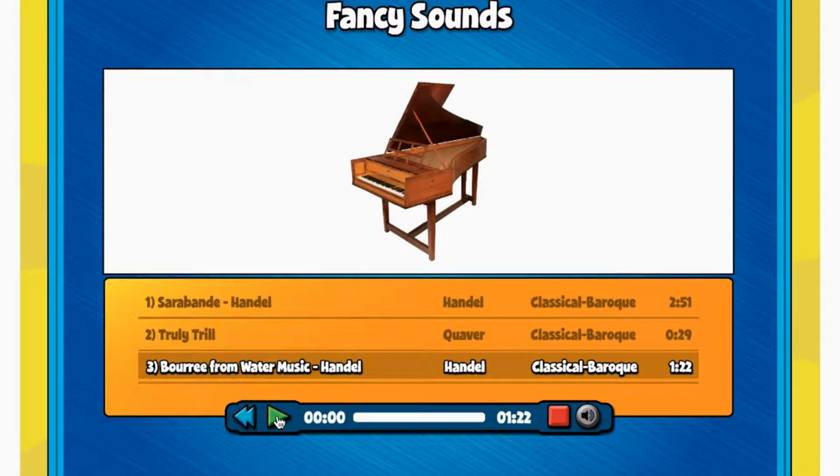All right, so we got to listen to the Bourrée as well as the Saraband, as well as the Truly Trill song from Quaver. Let's have one last conversation about what was so fancy about all three of these songs. Let's pause the screen so we can converse.